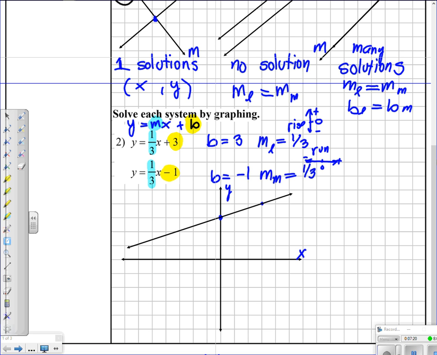So this will be line L. Now the second line, y-intercept is -1, right here on the y-axis, -1, and same slope. Rise 1, run 3. Rise 1, 1 up, and 3 to the right. Draw a line between them, and that'll be the answer.